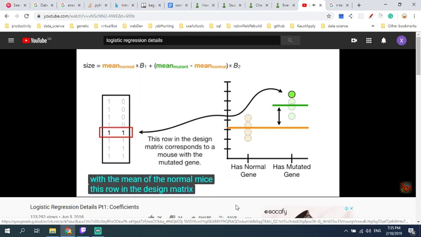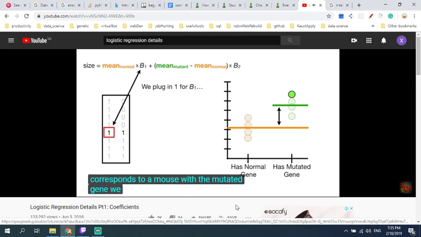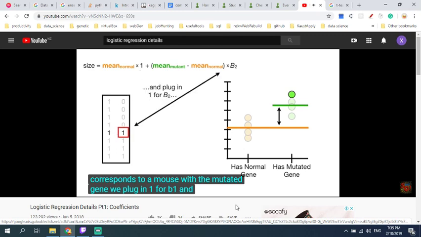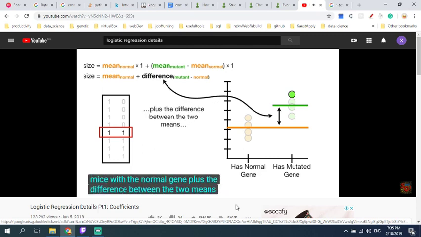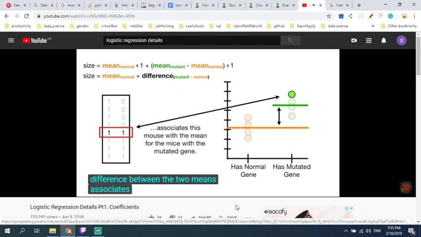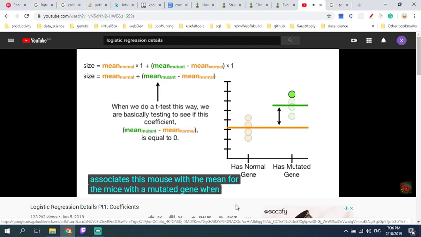This row in the design matrix corresponds to a mouse with the mutated gene. We plug in 1 for B1 and plug in 1 for B2. And we see that the mean of the mice with the normal gene plus the difference between the two means associates this mouse with the mean for the mice with the mutated gene. When we do a t-test this way, we are basically testing to see if this coefficient, the mean of the mutant mice minus the mean of the normal mice, is equal to 0.